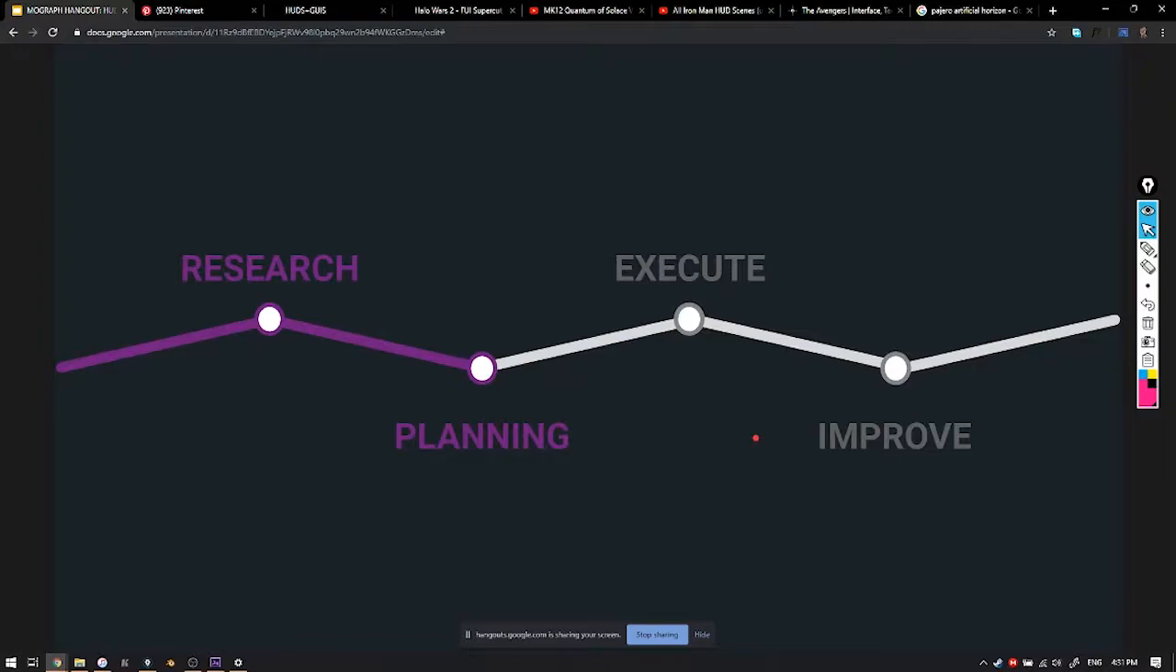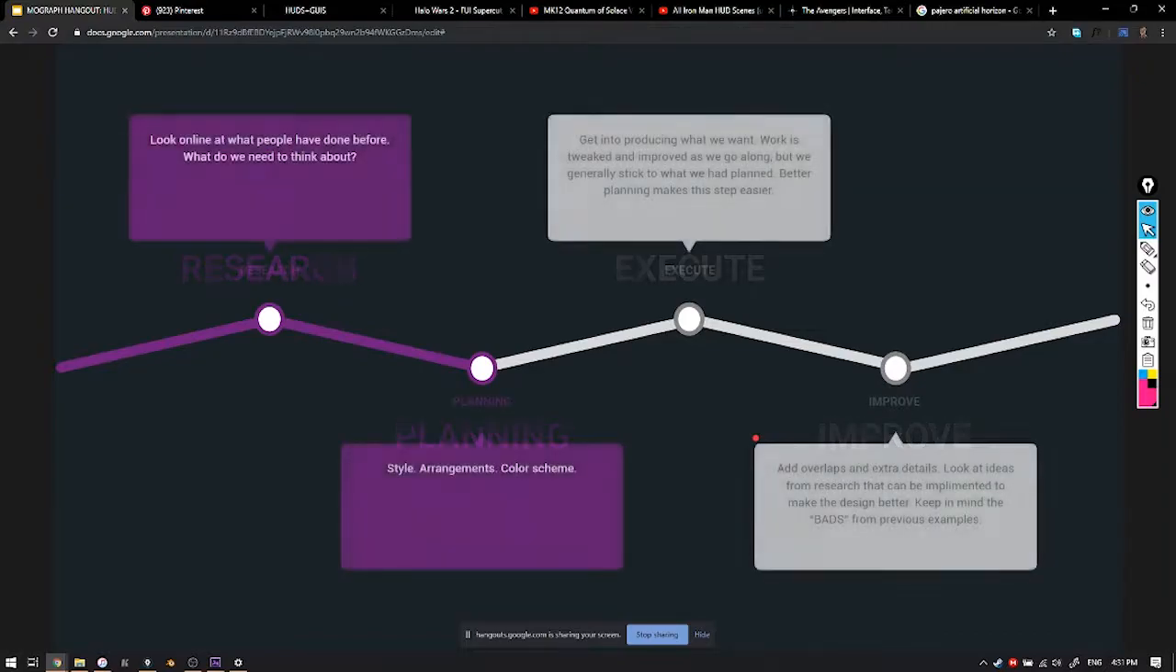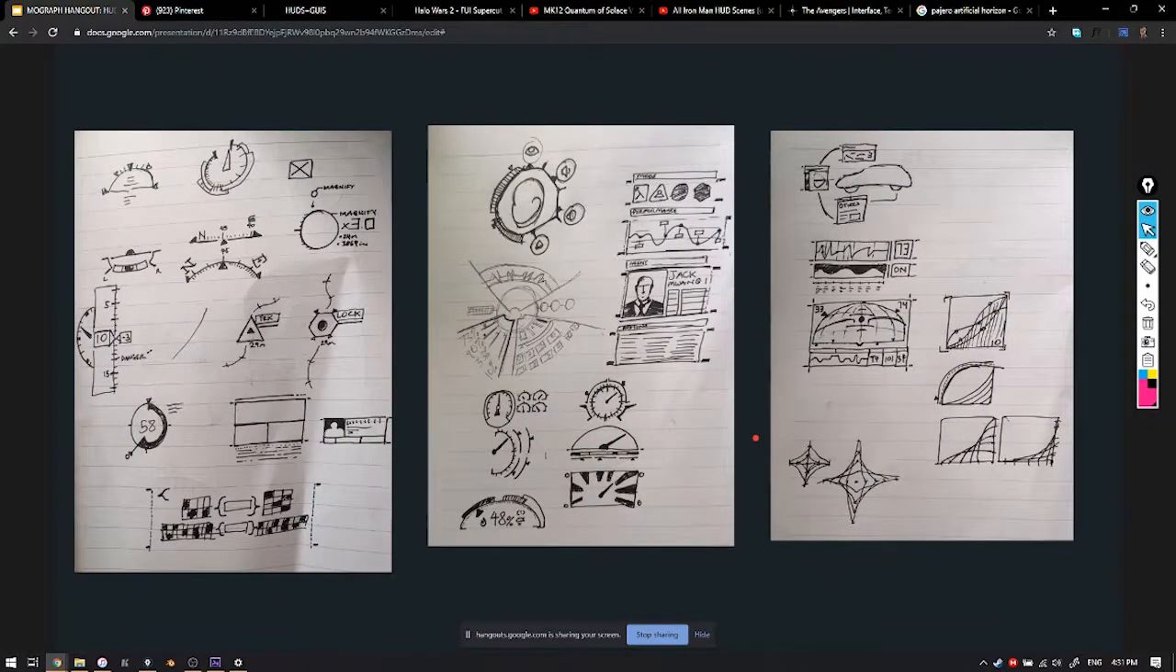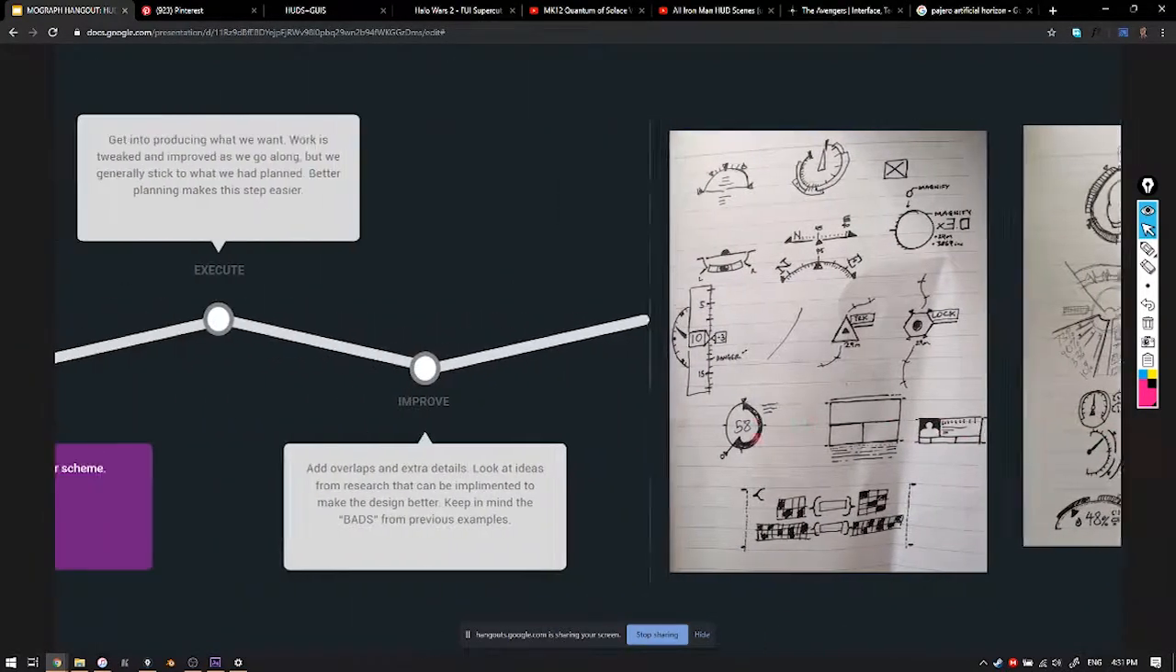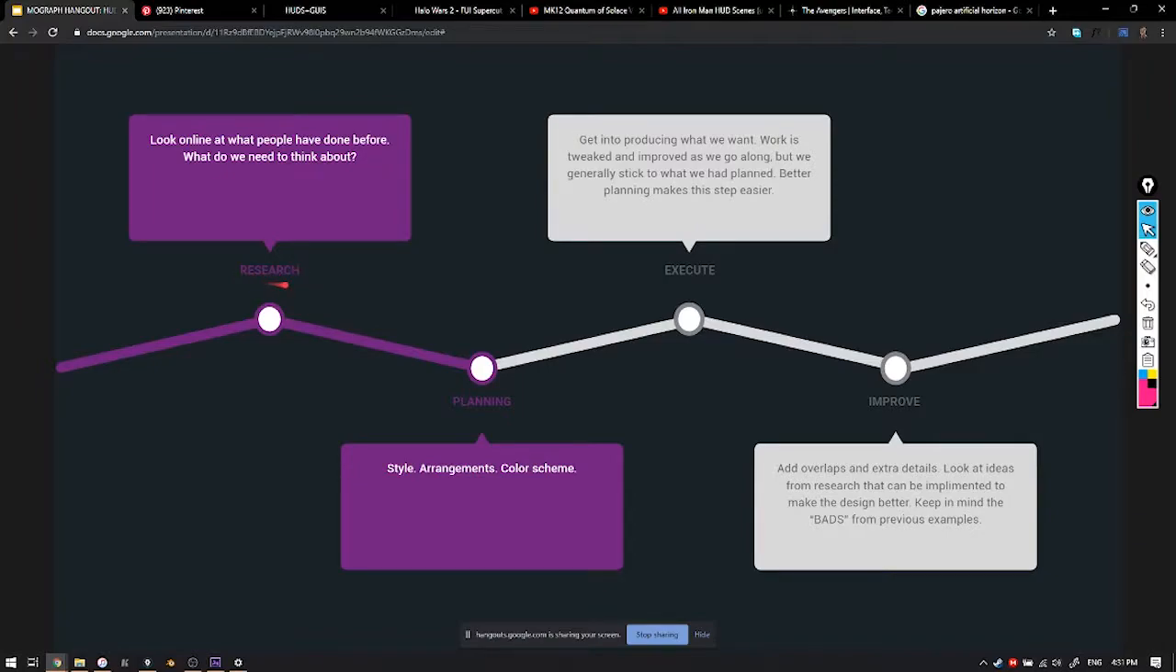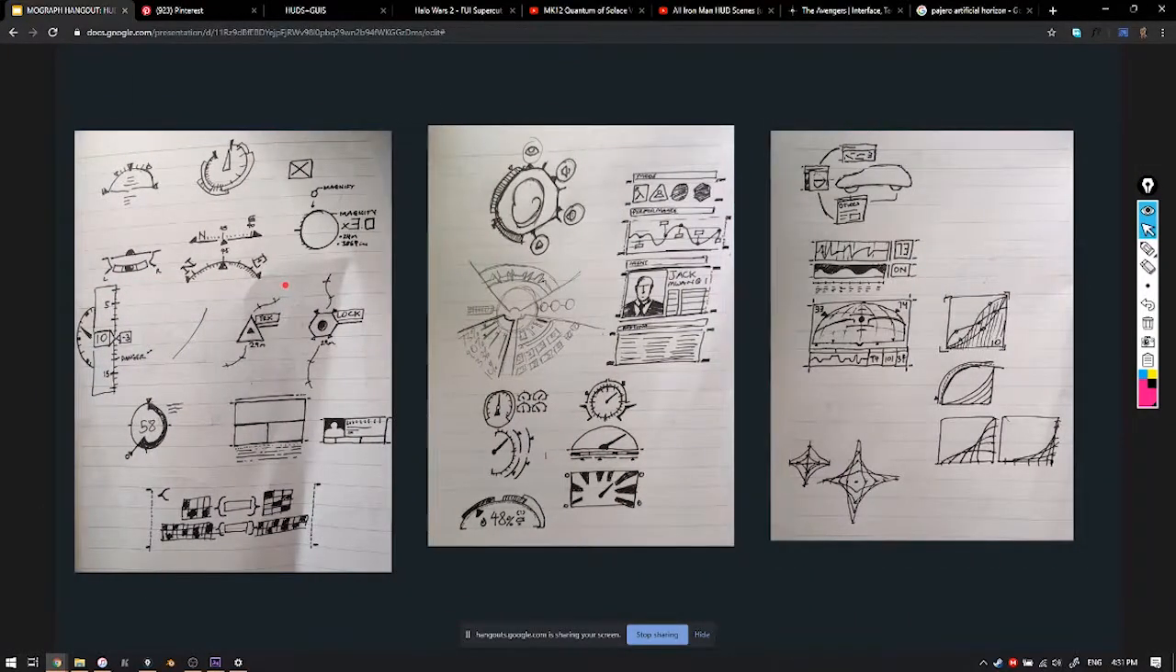We have the research, planning, execution, and improving. So look online at what people have done before. In the planning, we're going to choose the style, the arrangements, the color scheme, and then we'll get into execution and improvements as we go. So now we're on planning. Don't worry, it's not going to be as long as the other segments. This first one was the longest one. I promise. The rest is going to be pretty quick.